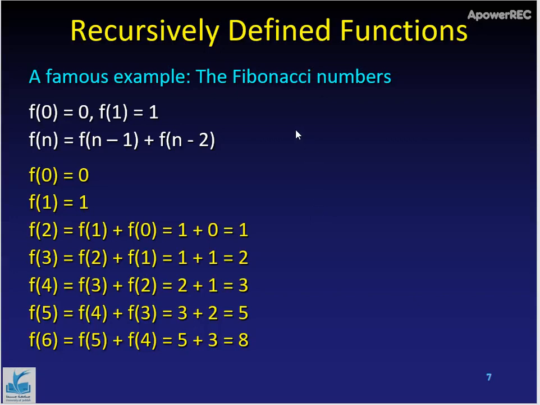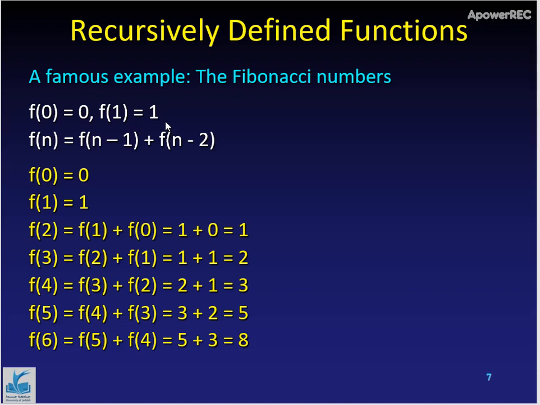Another classical example of a recursively defined function is the Fibonacci numbers. We can also call them a sequence instead of functions because they are defined over the set of non-negative integers. This example is slightly different from the previous examples because it requires us to define two base values. So we define the function value at 0 and 1.